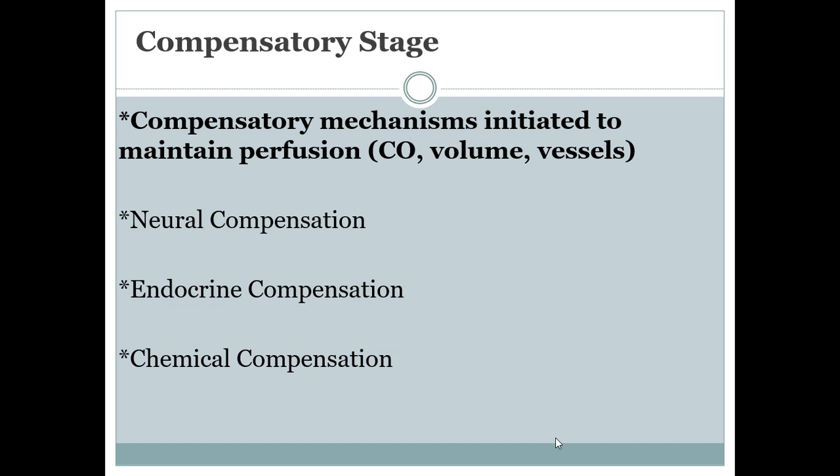Endocrine compensation, those are our hormonal mechanisms that exert control over blood pressure. This includes angiotensin II, epinephrine, norepinephrine, aldosterone, and our antidiuretic hormone, ADH. Angiotensin II is created in response to that low blood pressure and is an end product of a series of events affecting the heart rate and contractility.